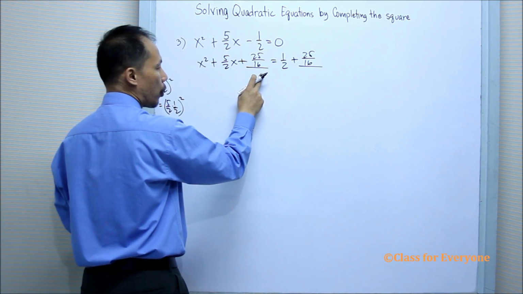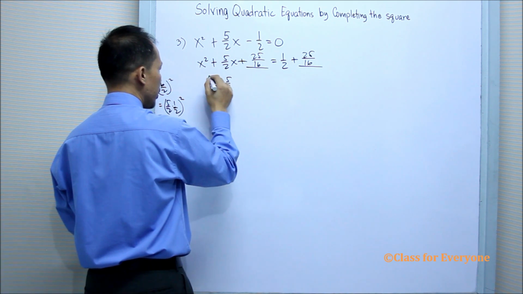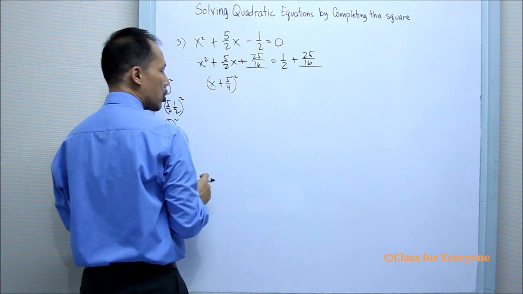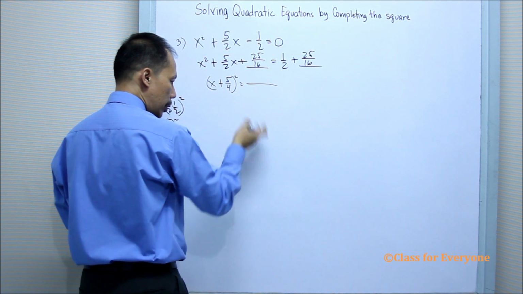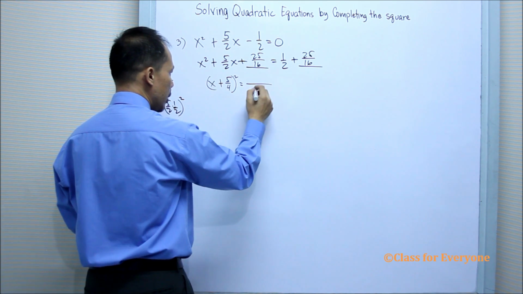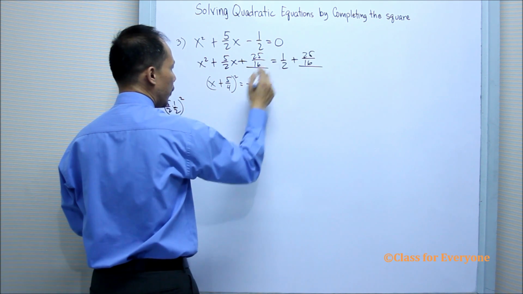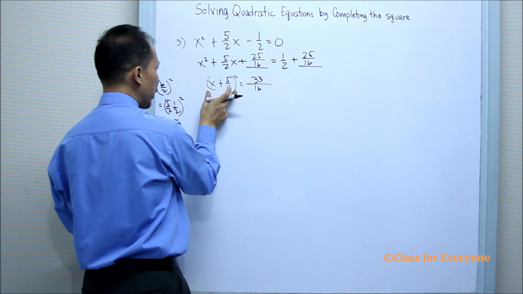Now the left side is already a perfect square. x plus 5/4 is the factor of this perfect square trinomial. The right side, I must rewrite it into a single fraction. The LCD is 16, divided by 2 is 8, times 1 is 8, plus 25, 33. Now this is already a perfect square.